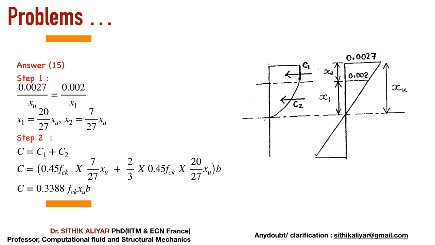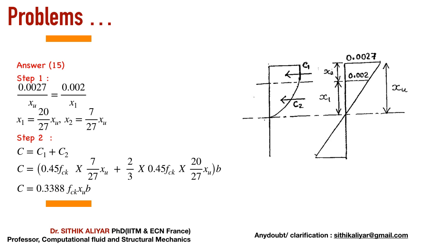If I know the values of x1 and x2, I will substitute with a similar procedure: C equals C1 plus C2. This is a parabolic area again, as earlier. C1 equals stress into area, which is 0.45 fck into the x1 value, plus 2 by 3 of B into H. I have taken B common, you can see that outside. It is nothing but stress into area. I will explain.